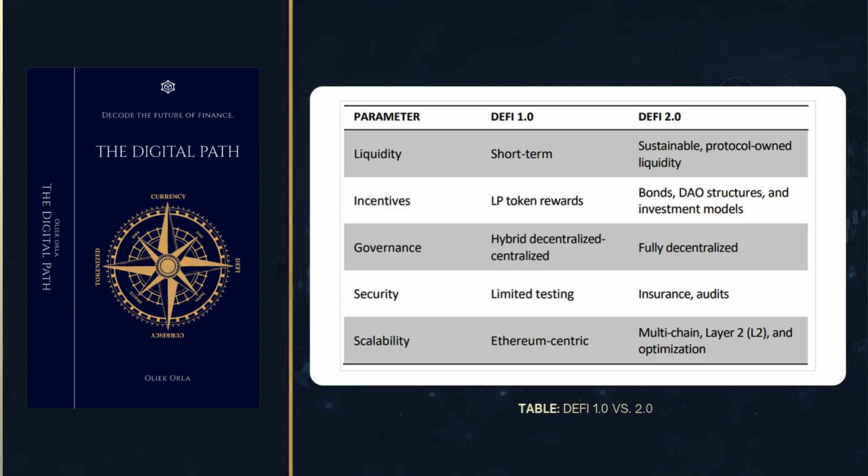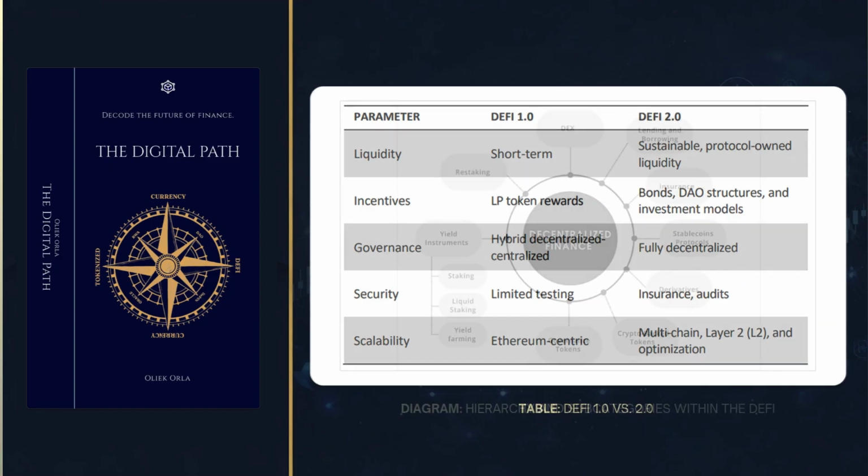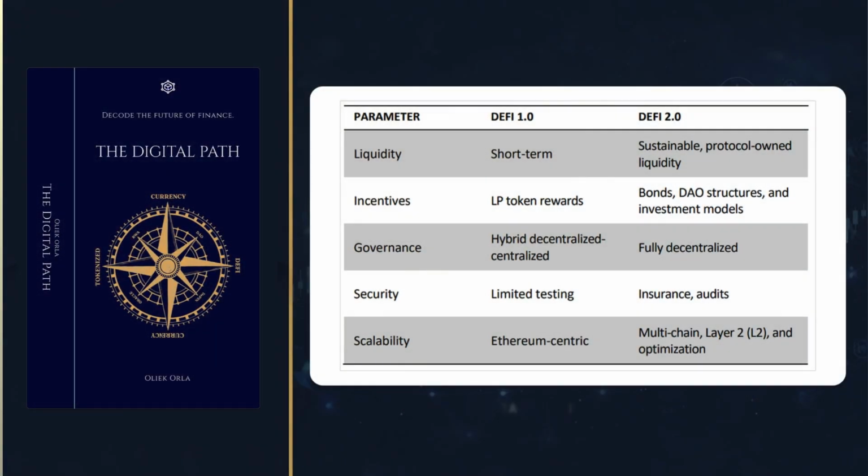3. DAO-driven governance. Governance becomes more deeply embedded into protocol design. DAOs evolve from simple voting mechanisms into core operational structures, managing treasury funds, incentives, and long-term strategy. 4. Institutional scalability. DeFi 2.0 moves toward predictable, structured systems that can support institutional participation and B2B use cases, making the ecosystem more attractive for large-scale capital.